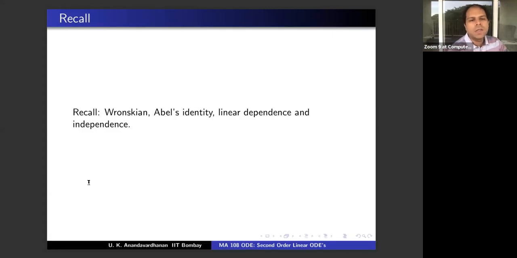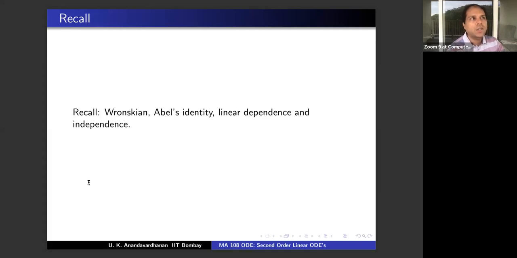What about how linear dependence and independence are connected with the Wronskian? We first of all proved that if f and g are dependent, then the Wronskian is zero. Nothing to do with differential equations, just calculus. If f and g are dependent, then the Wronskian is identically zero. And then we saw that the converse is not true. Wronskian zero does not mean f and g are dependent. We saw a counter example.